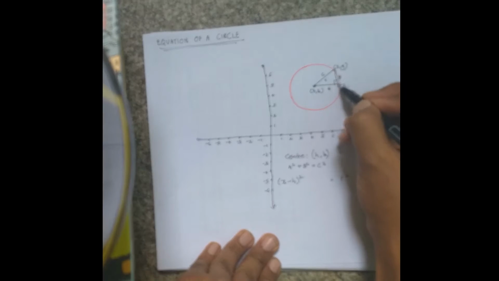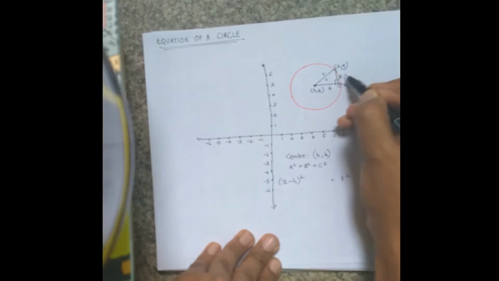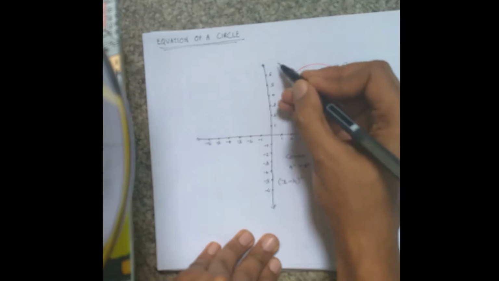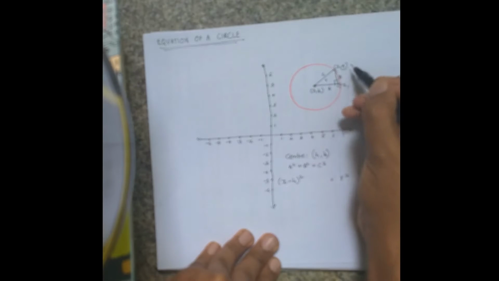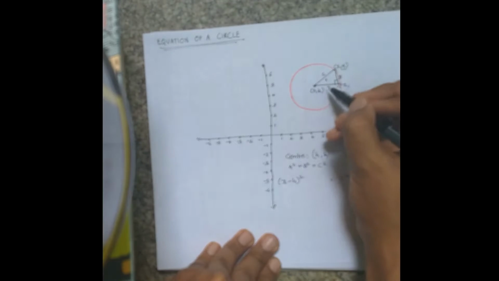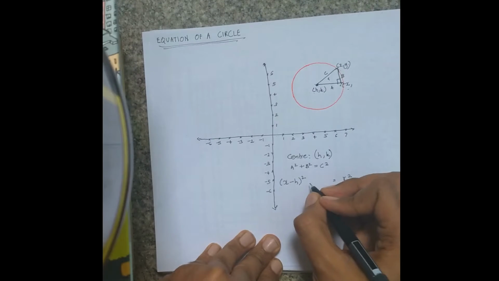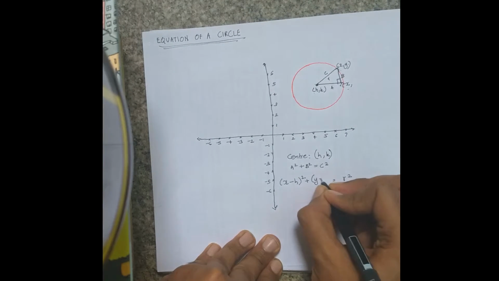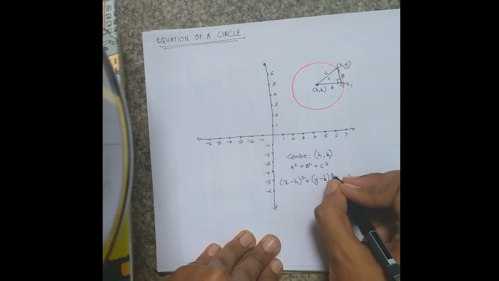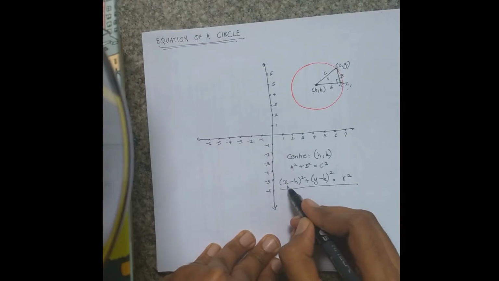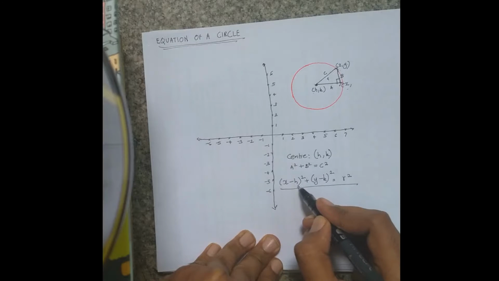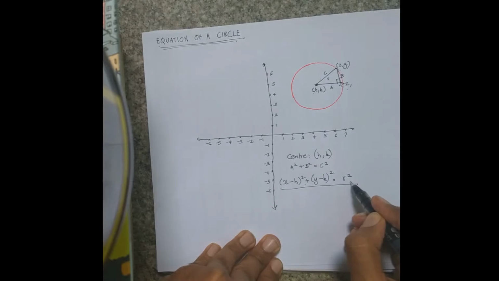and in order to get the length of b, a similar rule applies. Since this is perpendicular to this and parallel to the y-axis, what you do is simply subtract k from y. So the length of b is y minus k, and that is the equation which came from the Pythagoras theorem. X minus h the whole square plus y minus k the whole square is equal to r square.